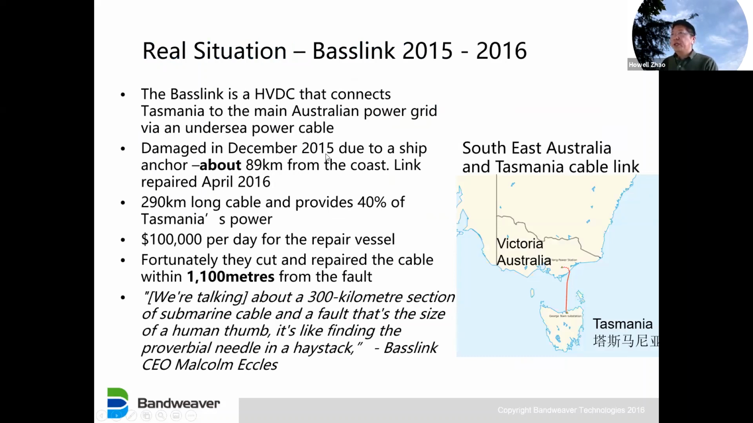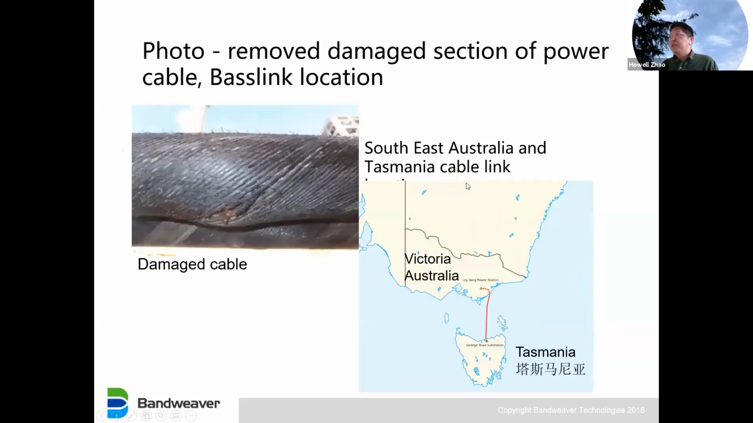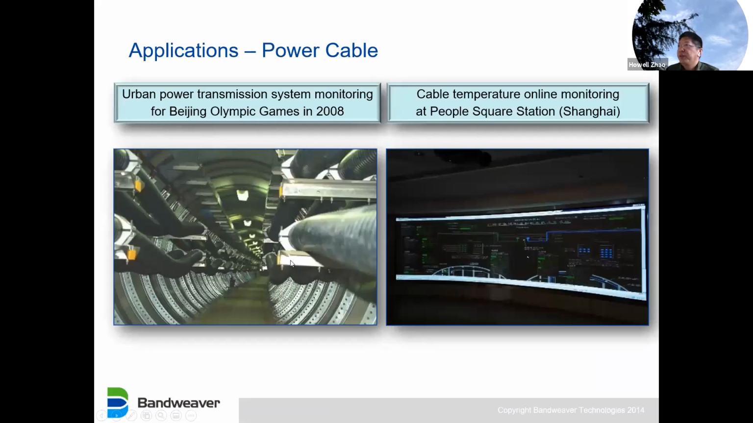Then some real cases. This is a case in Australia, where this kind of accident happened. The repair cost is very high for a broken cable, and it needs a lot of labor and time to repair. The damaged cable looks like this, but if we can use a temperature sensor, we can prevent such damage from high loading. So we can keep the loading at the right level and keep the cable from such accidents.